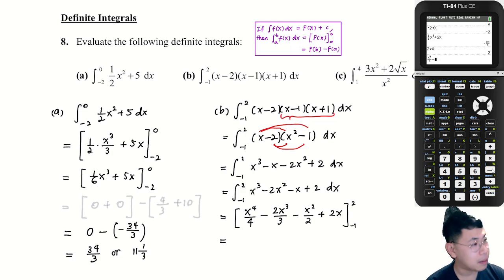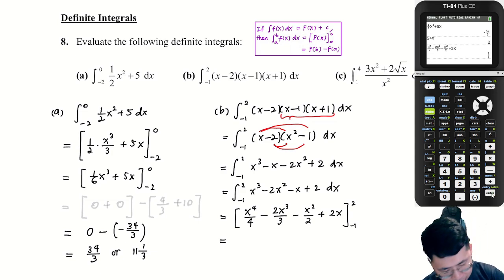Okay, it will be minus fraction 2x power 3, whole thing divided by 3, right? And minus another fraction, x power 2 over 2. Okay, then press right, plus 2x. Okay, enter. First value, 2 over 3.